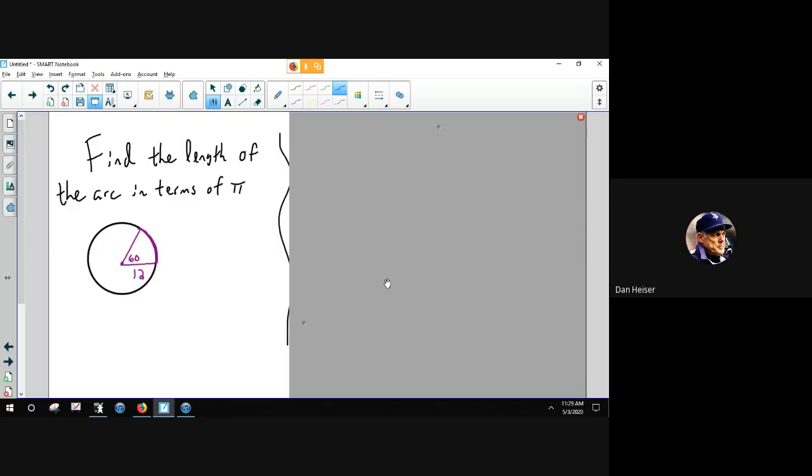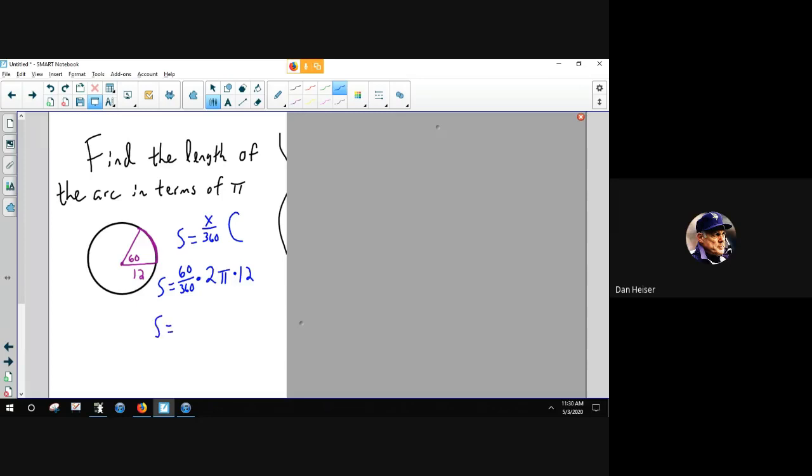Let's do one at a time. Find the length of the arc in terms of pi. Okay, we know that arc length is some fraction over 360 times circumference. So our fraction, 60 over 360. We have the radius of the circle. And now we just do some basic arithmetic.